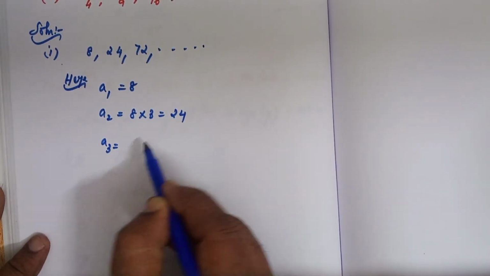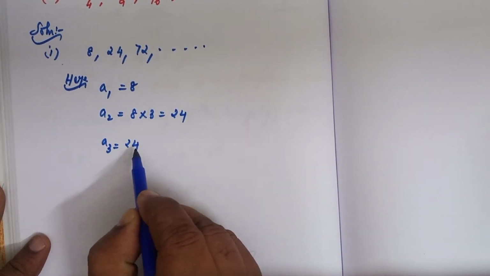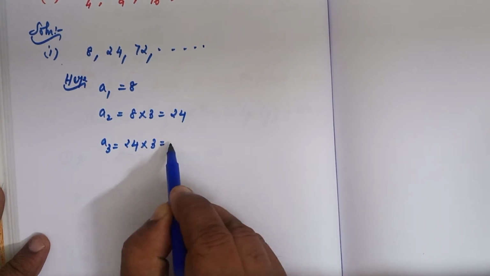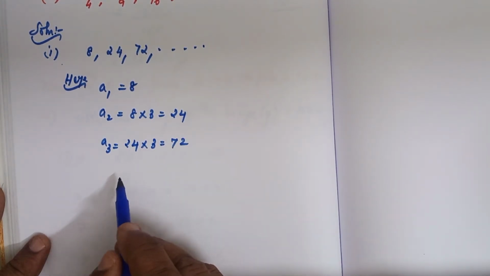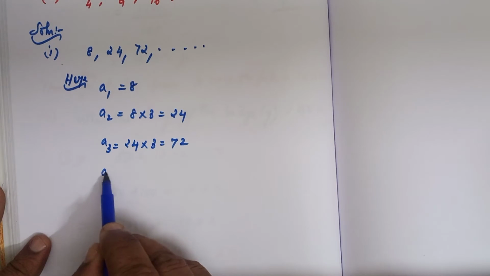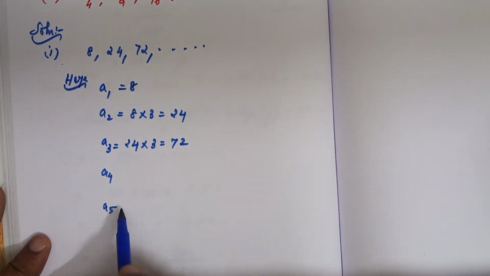Now a3 equals, what is the previous term? 24. That should be multiplied by 3. You'll be getting 72. Now you can easily find out a4, a5 and a6.